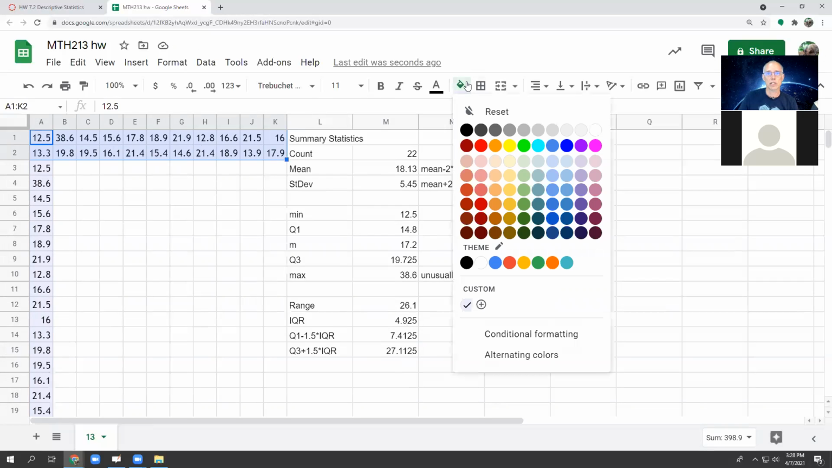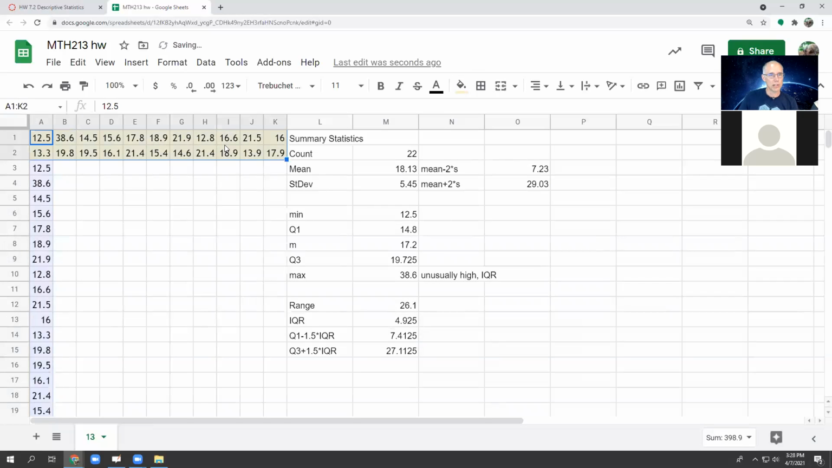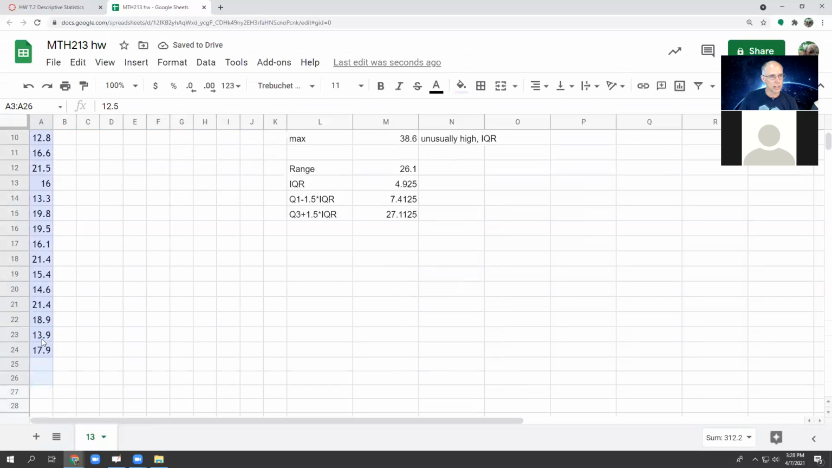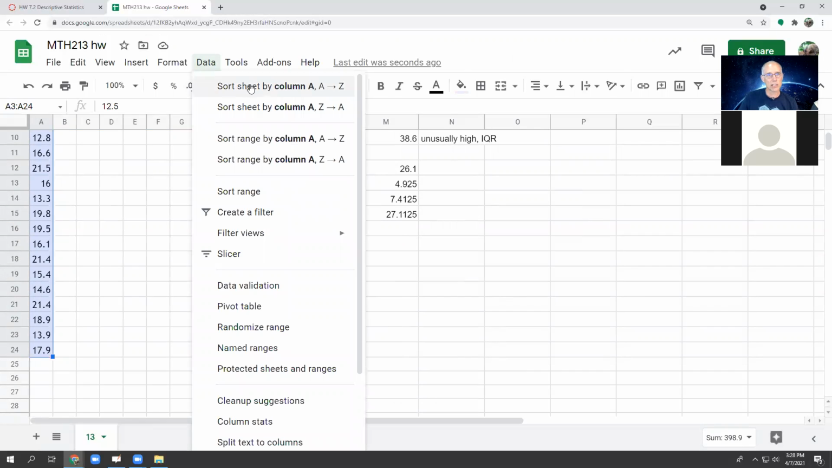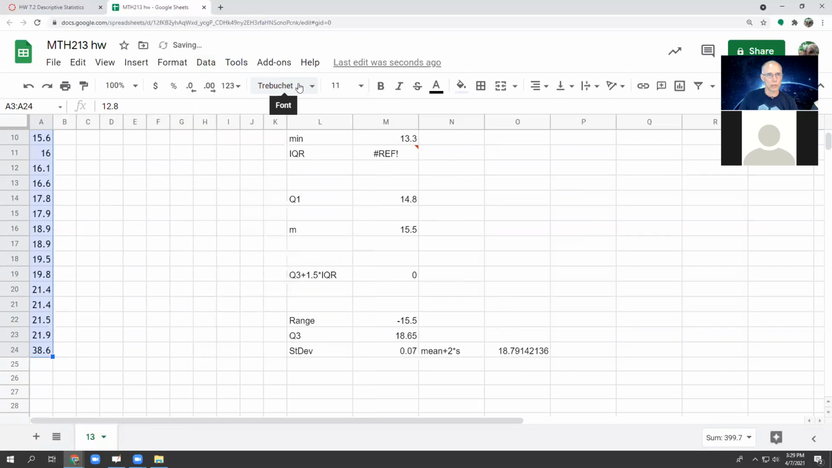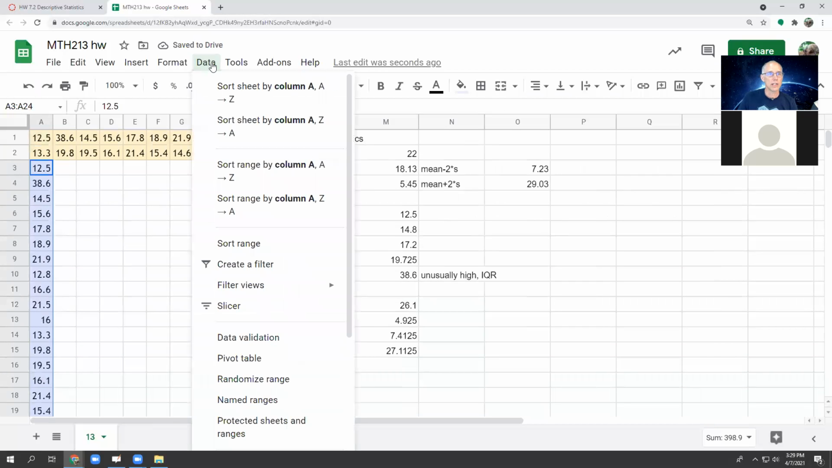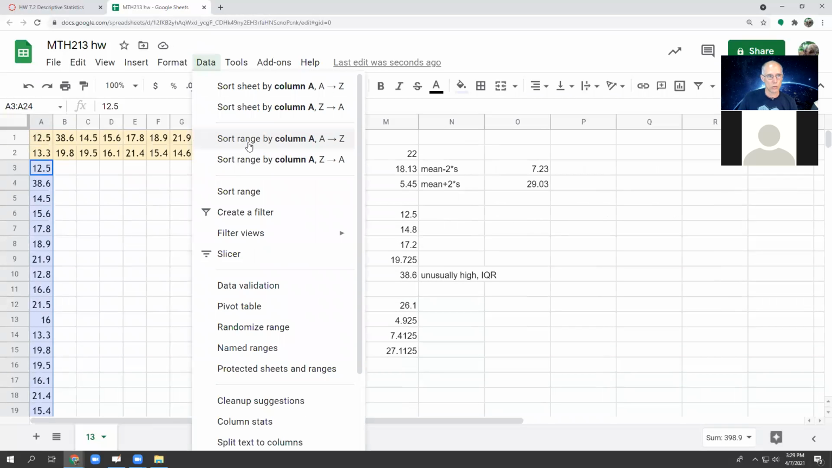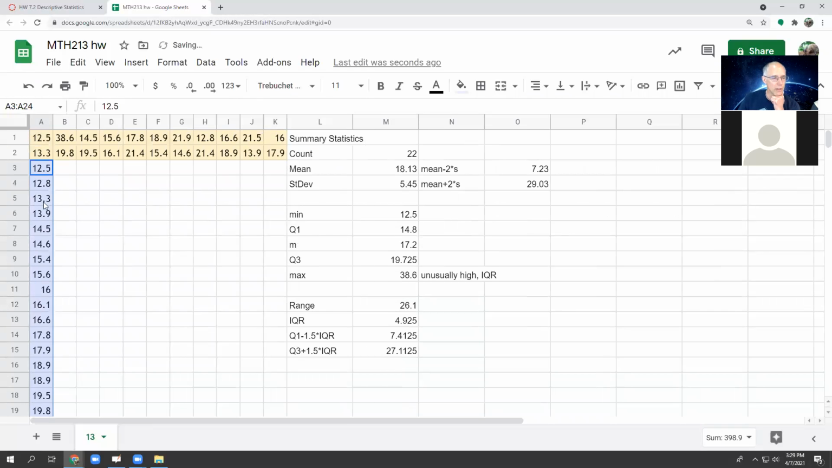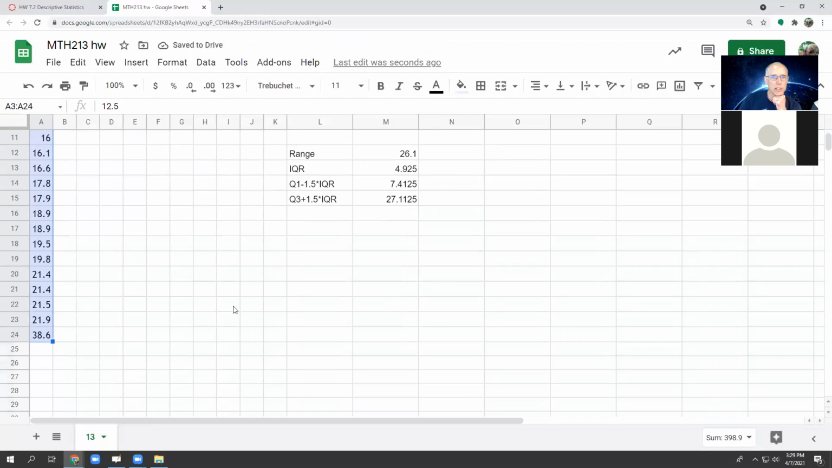So let's just highlight this differently. All right, so that's the original data. Here's the data in a vertical list. And then I just want to sort that. So Data, since that's the only thing I selected, I can just sort A to Z. Oh, no, that was not what I wanted. I want Data, Sort Range. Only what I selected needs to be sorted, not the whole sheet. There we go. So now they're in order, smallest to largest.